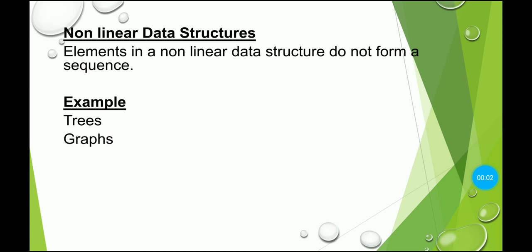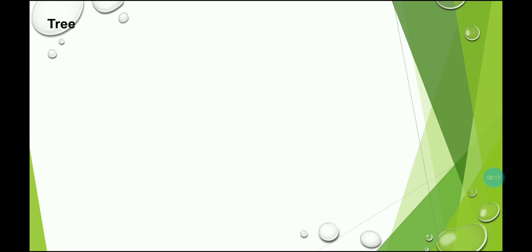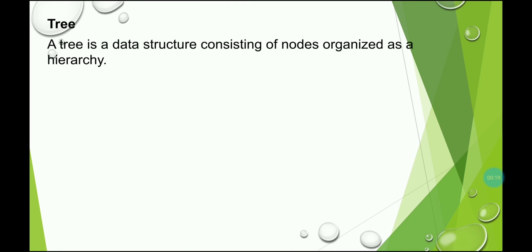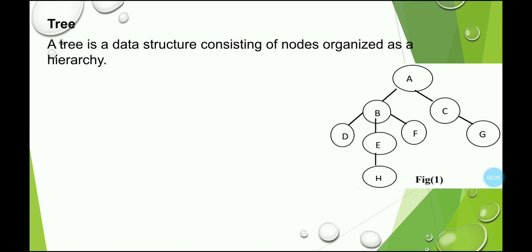Now we will see the last concept of this chapter, that is nonlinear data structures. Elements of nonlinear data structures are not stored in a sequence. Examples are trees and graphs. So what is a tree? A tree is a data structure consisting of nodes organized in a hierarchy. See the example here. This is a tree. In further definitions, we will use this diagram as our example.